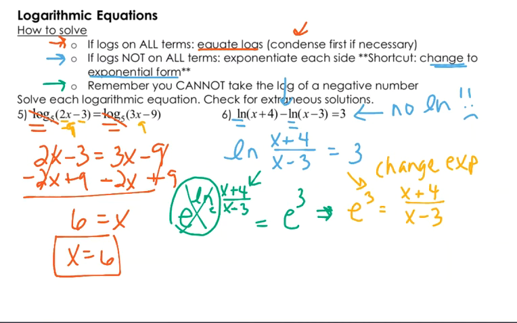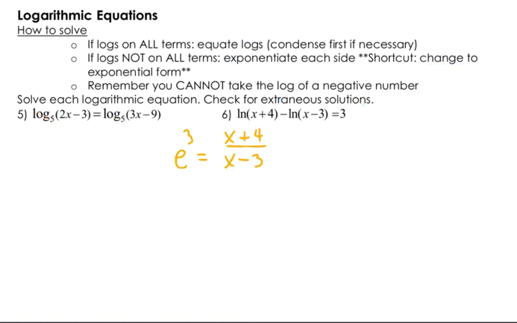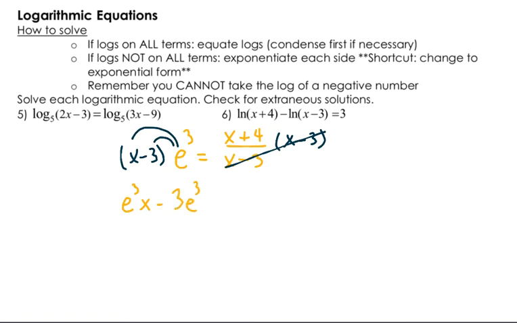But now I actually need to solve this, so I need a little bit more room, so hang on here. Alright, so I just rewrote it so I had a little bit more room. First thing I want to get rid of is a fraction, because that just looks so ugly. So what I'm going to do is multiply both sides by the denominator, x minus 3. And that's going to make that all go away. I am going to need to distribute that e cubed, so now I have e cubed x minus e cubed times 3 equals x plus 4.